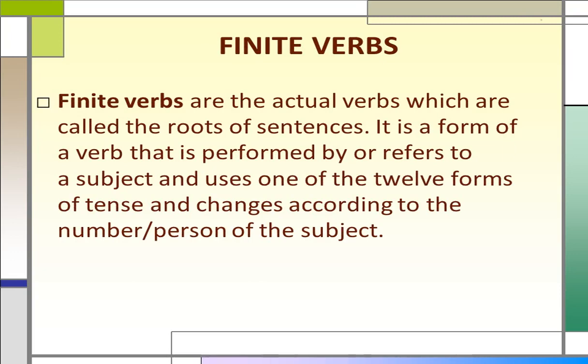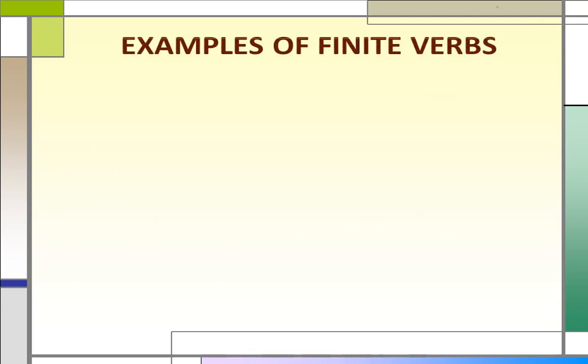Finite verbs. Finite verbs are the actual verbs, which are called the roots of sentences. It is a form of a verb that is performed by or refers to a subject and uses one of the 12 forms of tense and changes according to the number or person of the subject.